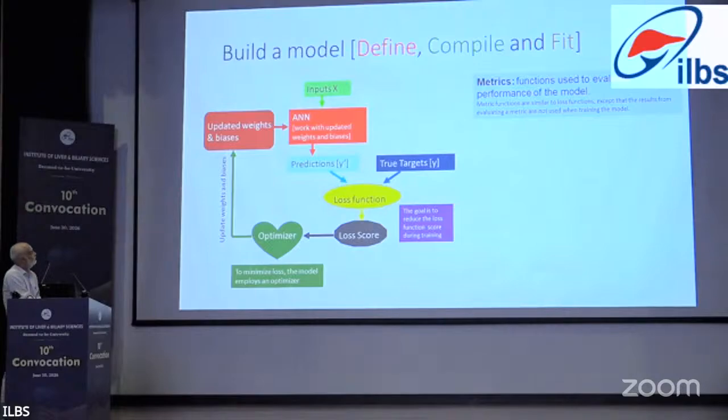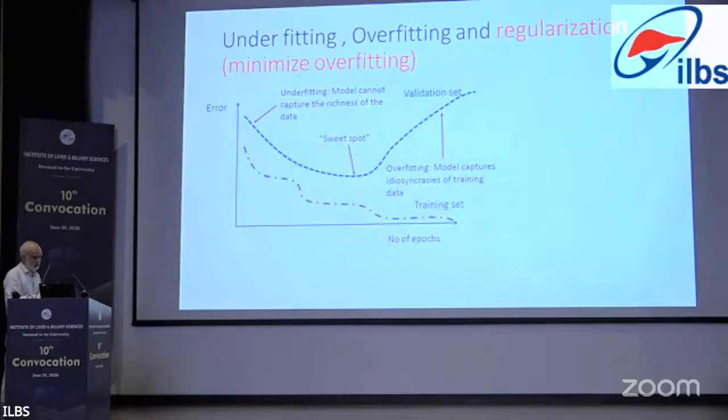Now, metrics are the functions used to evaluate the performance of the model, like AUC, ROC, sensitivity, specificity, accuracy. These are the metrics. So there are various kinds of metrics. Now, what is underfitting, overfitting of the data?